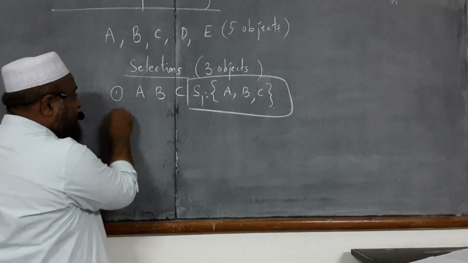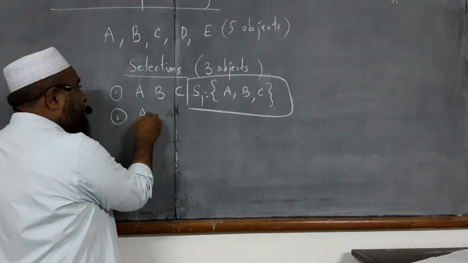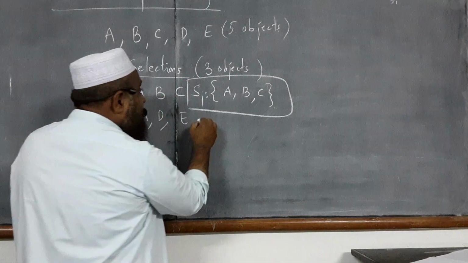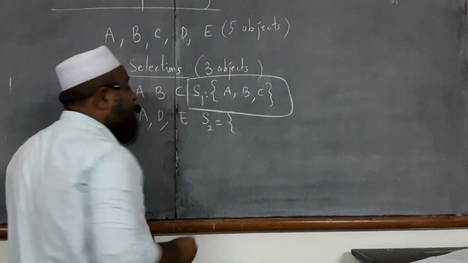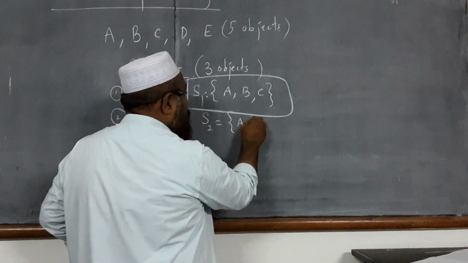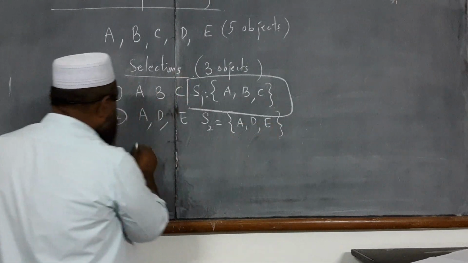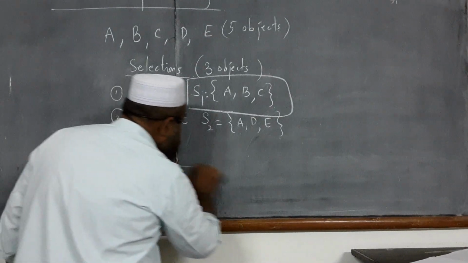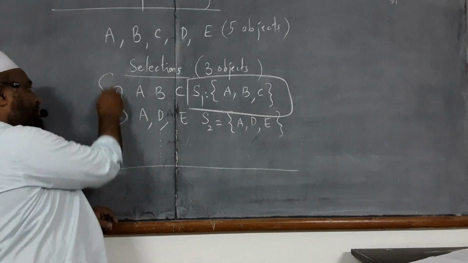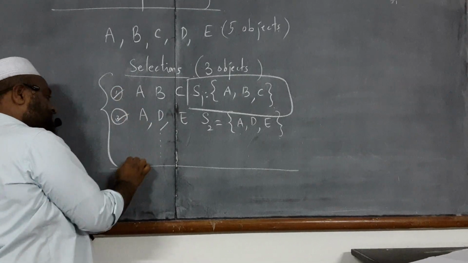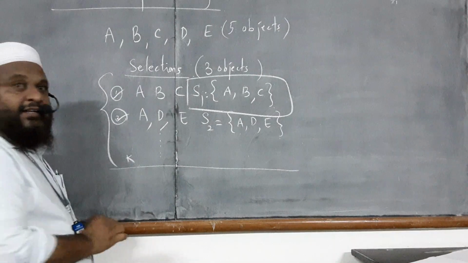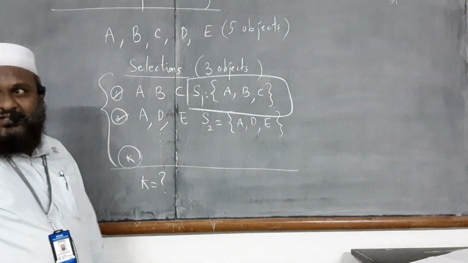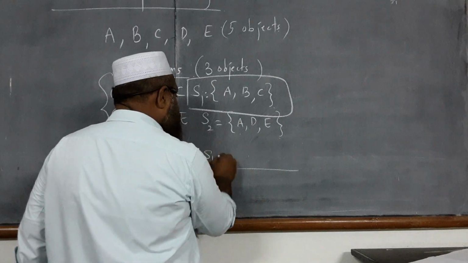Now I am writing second selection. I am taking A, comma, I am taking D, comma, I am taking E. So what is the set corresponding to this? S2 is equal to A, comma, D, comma, E. So on. The question comes, how many such selections will be there? On the whole, if I go on counting like this, some K will be there here. That K is how much in the list? That's my question. So it is SK suppose.